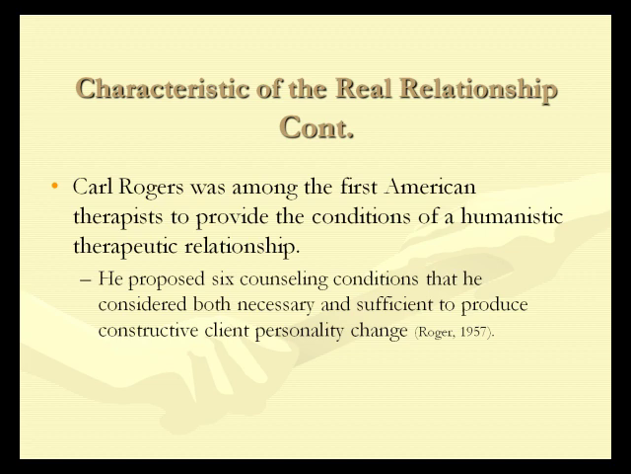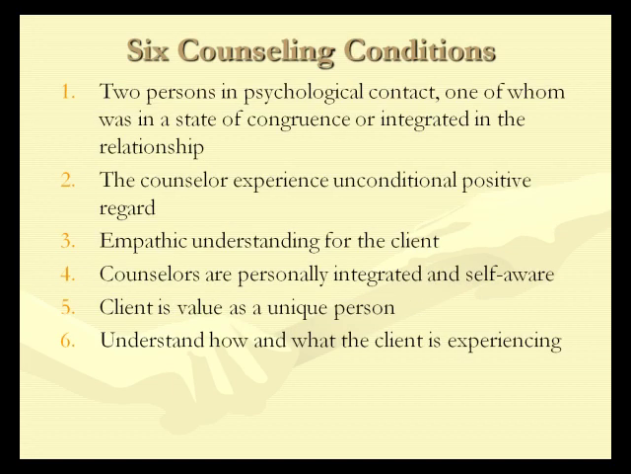So there are various characteristics of the real relationship, and Carl Rogers was among the first American therapists to provide the conditions by which a therapeutic relationship can occur. And Rogers proposed 6 counseling conditions that he considered to be both necessary and sufficient to produce constructive client personality change. And when we explored the 6 conditions, the first is 2 persons are in a psychological contact.